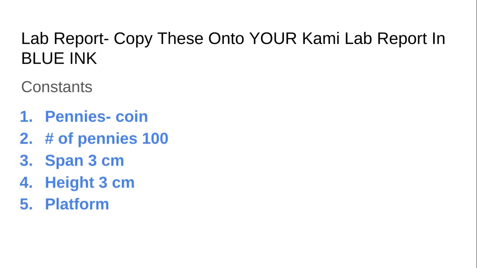And some of the things that remain constant in this lab would be that we're all using pennies, the coin. We all have 100 pennies for each bridge. The span of our bridge, meaning the distance that it has to have empty, is 3 centimeters. The height going up of your bridge has to be 3 centimeters, and the platform that you are building on will be the same as well.